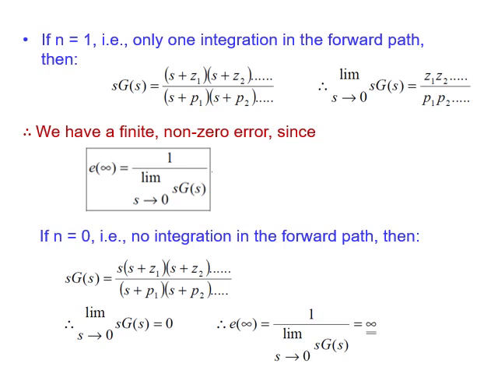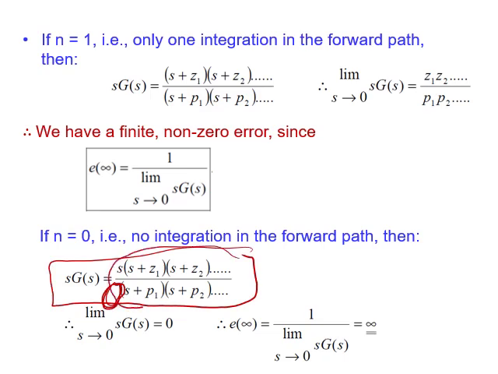Now, how about if we have no integrator? If the system has no integrator, that's how it's going to look. s into G(s) will be, no integrator, if you notice. So when I want to calculate the limit of this function, we have s here. s is equal to 0. That means all this function will be equal to 0. So I'm going to get the limit of s into G(s) equal to 0, which means the error is equal to 1 over 0, which equals infinity.